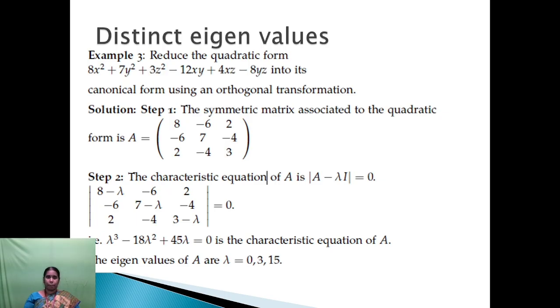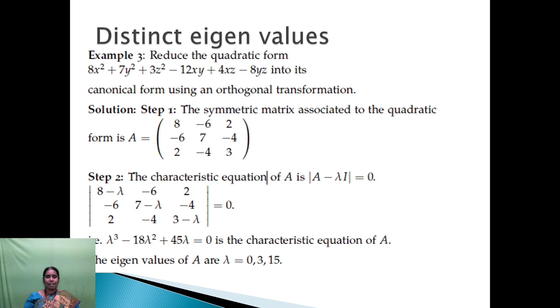Problem number 3. Reduce the quadratic form given, they have given one expression, into the canonical form using an orthogonal transformation. First, I am reducing my quadratic form to the symmetric matrix, naming it as A, by taking the x square, y square, z square coefficients in the diagonals and the remaining values halved. Thus, our A is reduced to 8, -6, 2; -6, 7, -4; 2, -4, 3.